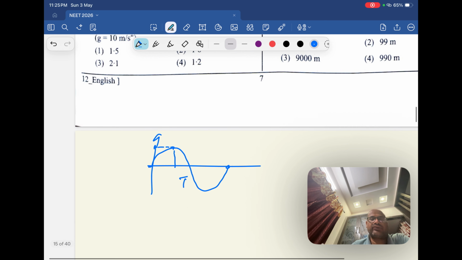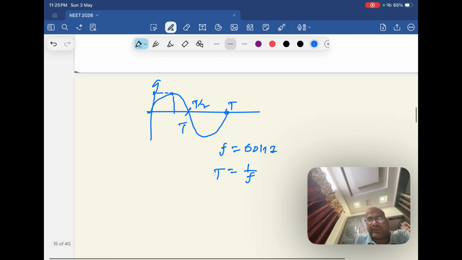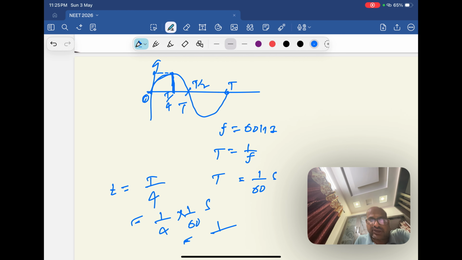Peak value means 1/4 of the cycle. So here t by 2, here is t. Frequency is 60 hertz. You can calculate the time period as 1 by frequency, so 1 by 60 seconds is the time period. The time taken from starting at 0 to the peak value will be t by 4. So the time taken to reach peak value is t by 4, which is 1 by 4 of 1 by 60 seconds. How much? 1 by 240 seconds.